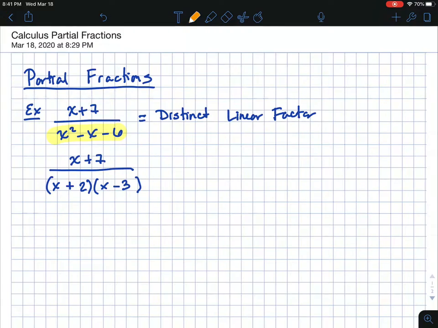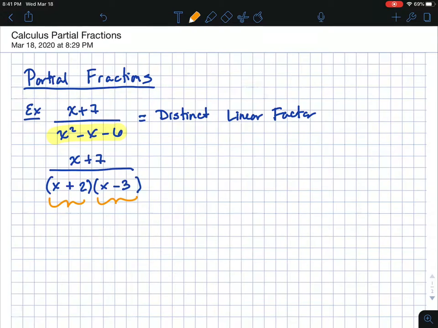If you notice, these two have pretty much no relationship with each other. That's why this is called a distinct linear factor. If we had x plus 2 and x plus 2 again, that's what we call repeating. But for today, we're just going to do distinct linear factors. So we've got to break this up into a sum.